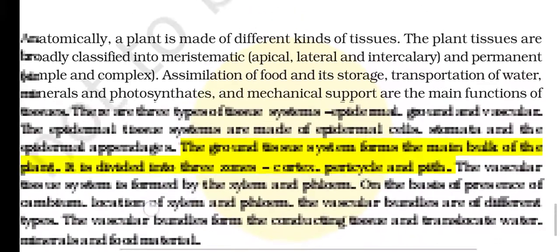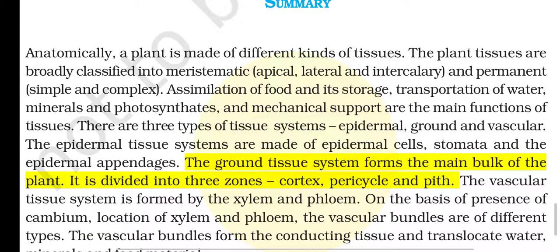Summary. Anatomically, a plant is made of different kinds of tissues. The plant tissues are broadly classified into meristematic, apical, lateral, and intercalary, and permanent, simple and complex. Assimilation of food and its storage, transportation of water, minerals, and photosynthesis, and mechanical support are the main functions of tissues. There are three types of tissue systems: epidermal, ground, and vascular.